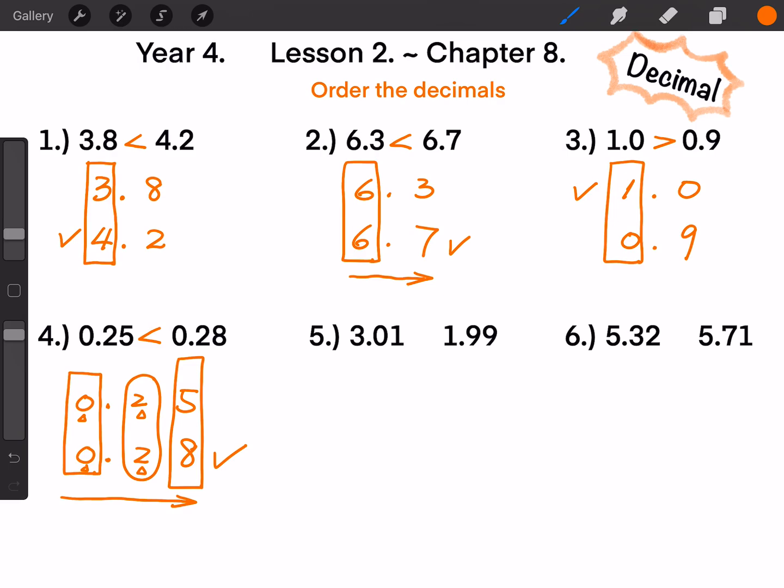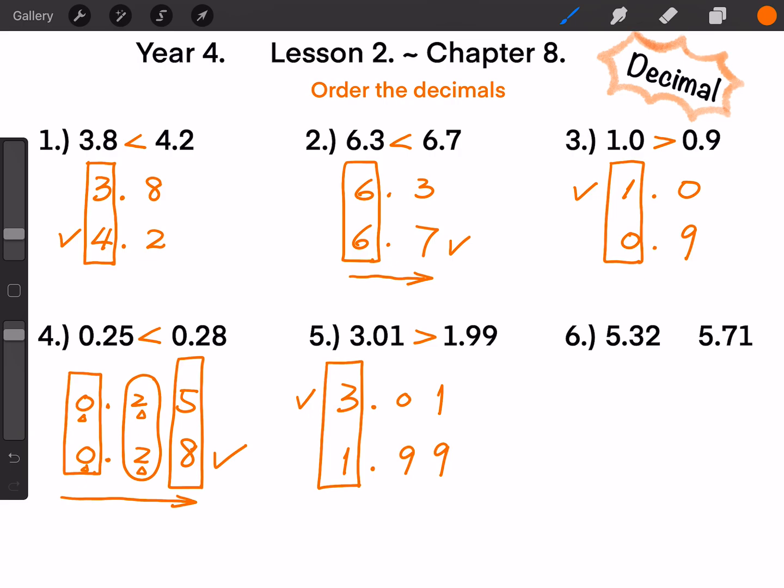Group 5, 3.01 and 1.99. We always start from the most left position. On the one-digit position, 3 is bigger than 1. So 3.01 is bigger than 1.99.